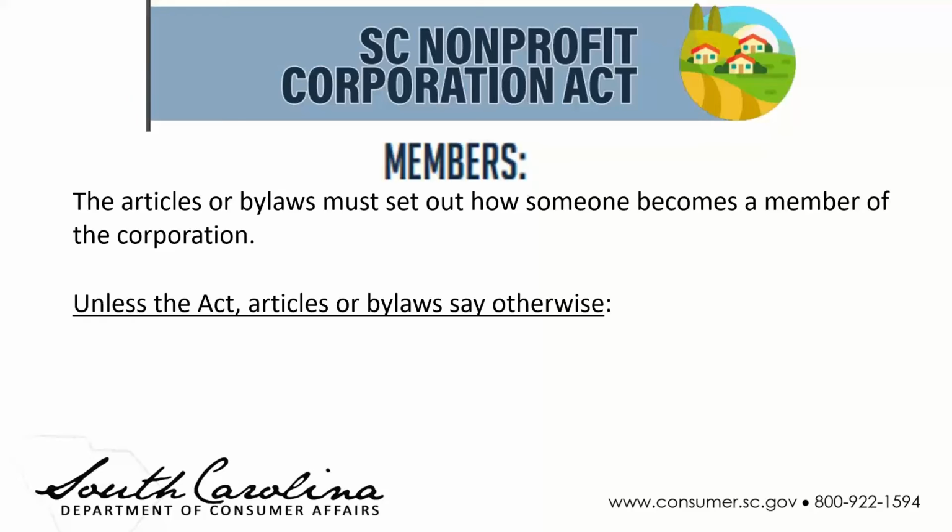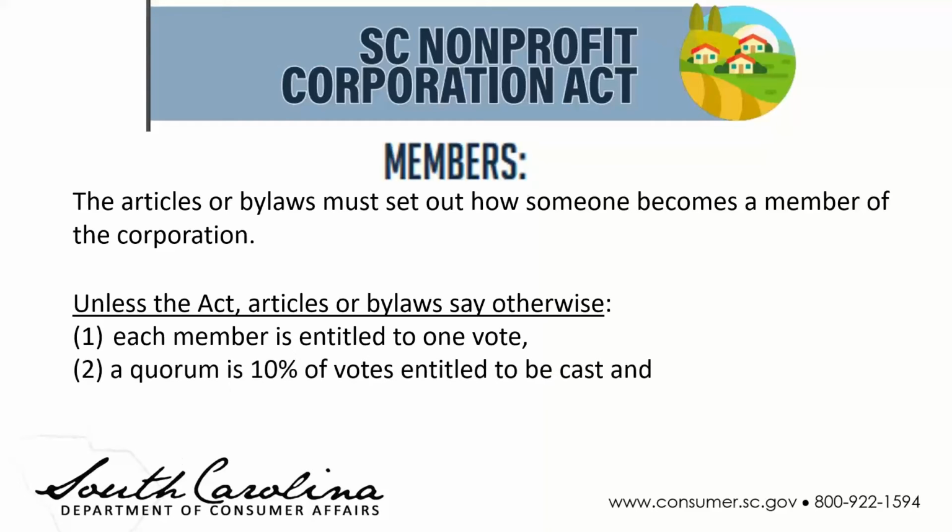As far as membership, the articles or bylaws must set out how someone becomes a member of the corporation. And unless the act or articles or bylaws say otherwise, each member is entitled to 1 vote. A quorum is 10% of the votes entitled to be cast, and proxies are allowed.